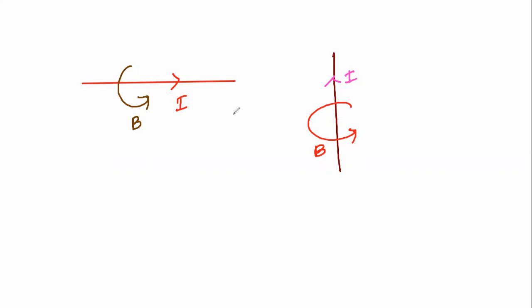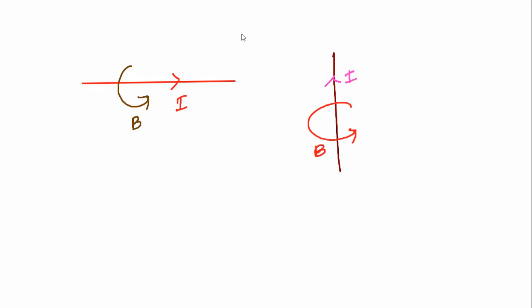Right. This is the direction of the magnetic field. It is given by Ampere's right hand rule. If you hold a current carrying conductor in your right hand, then the thumb represents the direction of the flow of current, and the curled fingers represent the direction of the magnetic field.